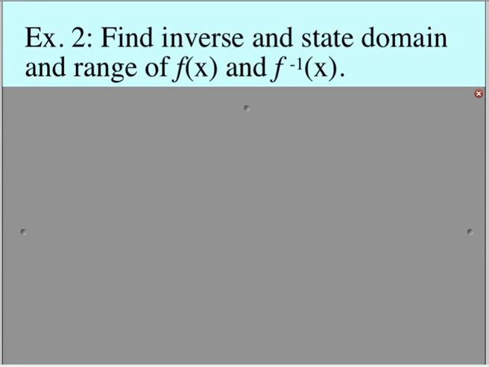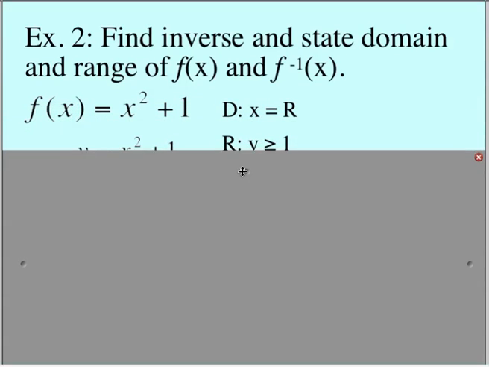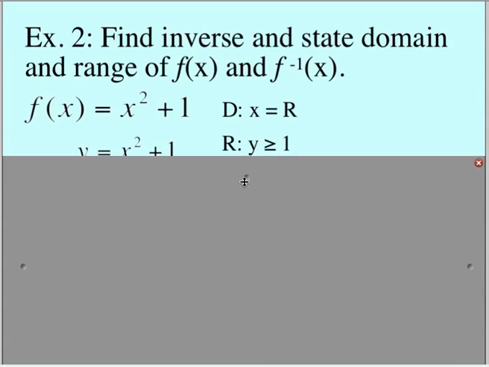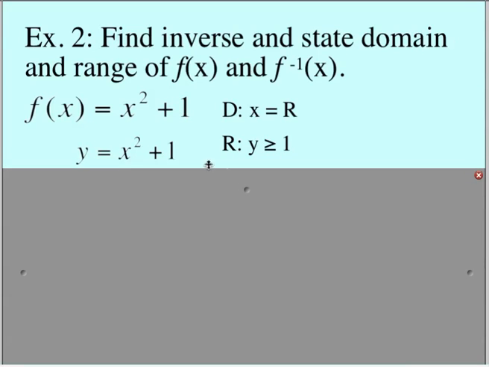Example 2, it says find the inverse and state the domain and range of f of x and its inverse. So let's first start with f of x is x squared plus 1. So this is a quadratic. My domain is all real numbers, and my range is going to be greater than or equal to 1, since that's the lowest part of my parabola. That's my vertex. So step 1 was to replace my f of x with y.